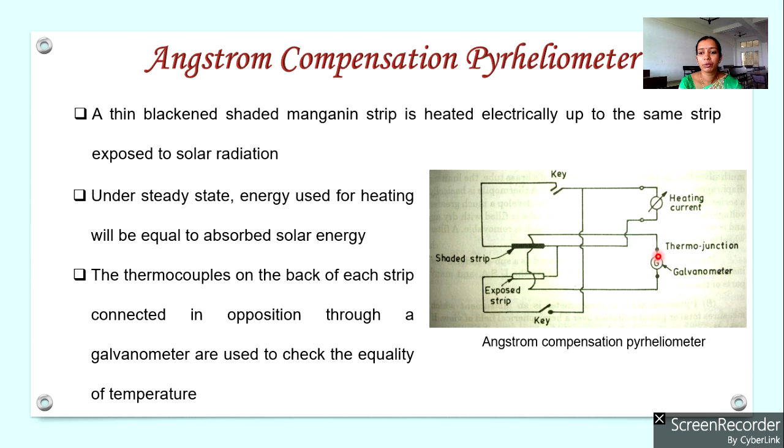So until the galvanometer shows null deflection, we will adjust the heating current. So the galvanometer showing null deflection means the temperature of these 2 strips are equal. So that means the temperature of our shaded strip will be equal to the temperature of the solar radiation.